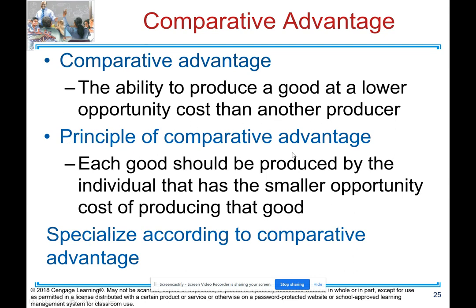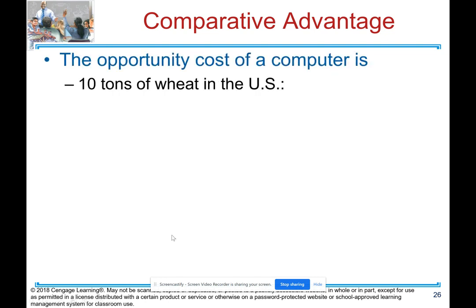The principle of comparative advantage: each good should be produced by the individual that has the smaller opportunity cost of producing that good. Specialize according to comparative advantage. Trade among nations is based on comparative advantage, not absolute advantage.